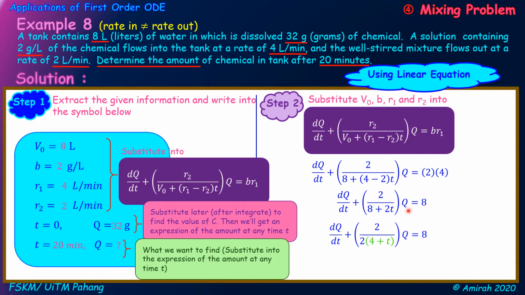Then we can factorize 2 here. So we get dQ over dt plus 2 over, we factorize 2 in the denominator, so we get 2 times 4 plus t. When we expand, we get back 8 plus 2t. Q equals to 8. Then we can simplify 2 from the numerator and 2 from the denominator. So we get dQ over dt plus 1 over 4 plus t, Q equals to 8.